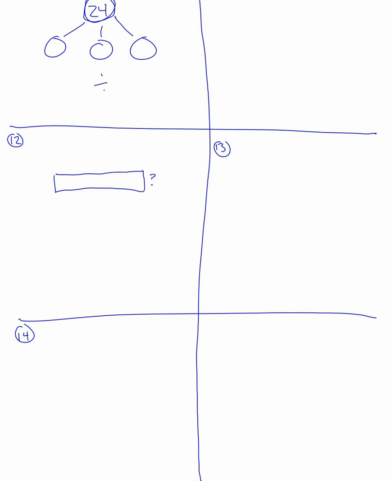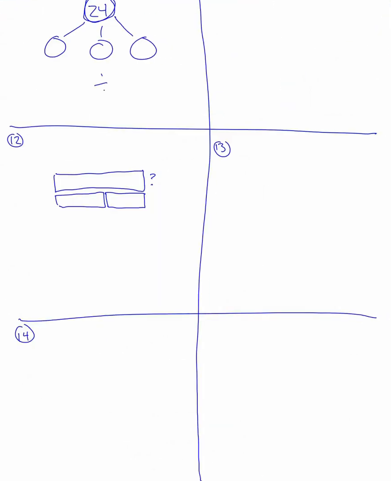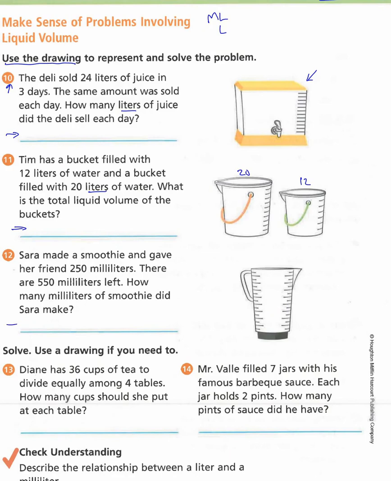That's a question mark. But we do know that she broke this up into these 2 parts. And what were our numbers? 250 and 550. So 550 and 250. So we can use that to figure out the total there. So again, over here, write an equation with your answer. How many milliliters of smoothie did she start with is what you're trying to figure out. When you're ready to go on, let's go on to number 13.